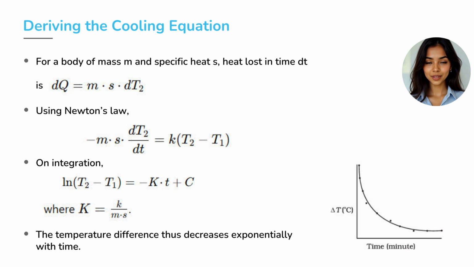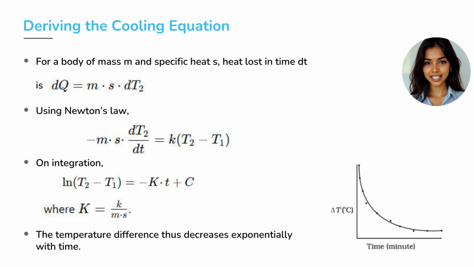Alright, time to turn up the math, but don't worry, this is the fun kind of physics math. Let's say we have a body of mass m and specific heat capacity S cooling from temperature T2 to T1. The small amount of heat it loses in time interval dt is given by dQ equals m multiplied by s multiplied by dT2. Now, Newton's law says that the rate of heat loss is proportional to the temperature difference. So we can write negative m multiplied by s multiplied by dT2/dt equals k multiplied by (T2 minus T1).